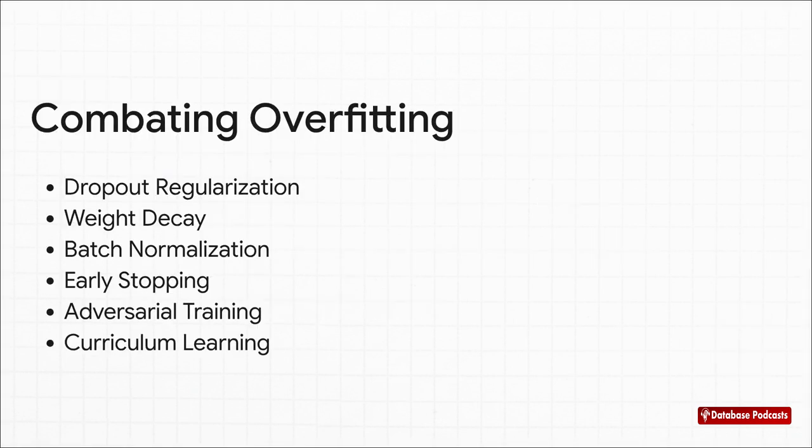Luckily, we have a whole toolkit to fight overfitting. Techniques like dropout, for example, force the model to learn more robustly by randomly switching off parts of its brain during training. And early stopping is just what it sounds like. You stop training at that perfect moment right before the model goes from learning to just memorizing.